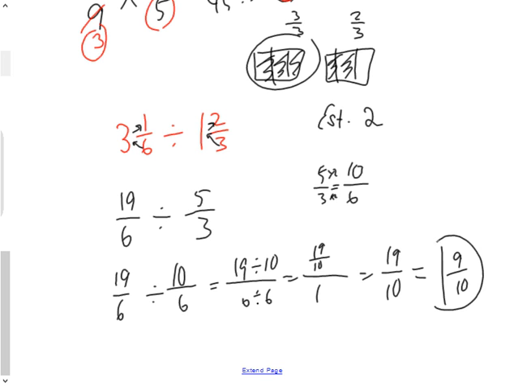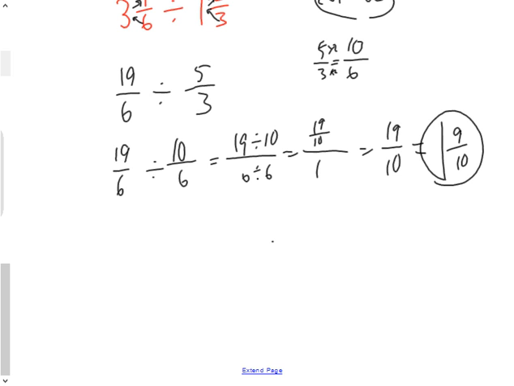That is the solution. Go back to our estimation. Our estimation of 2 was pretty close. That's a good guess. Our answer is 1 9/10.